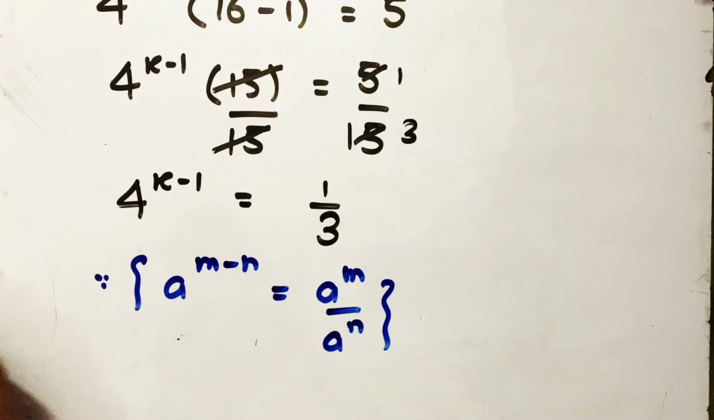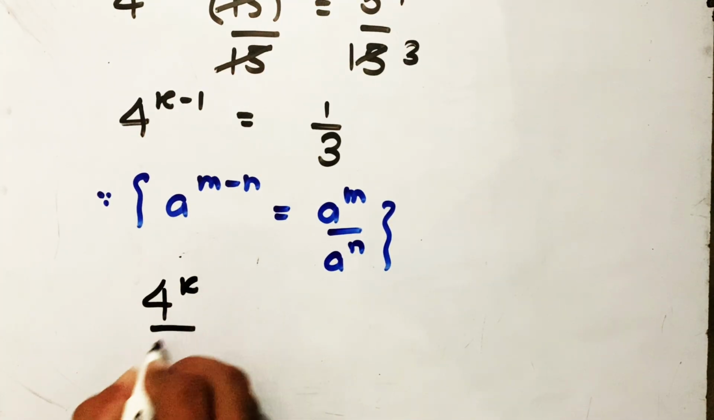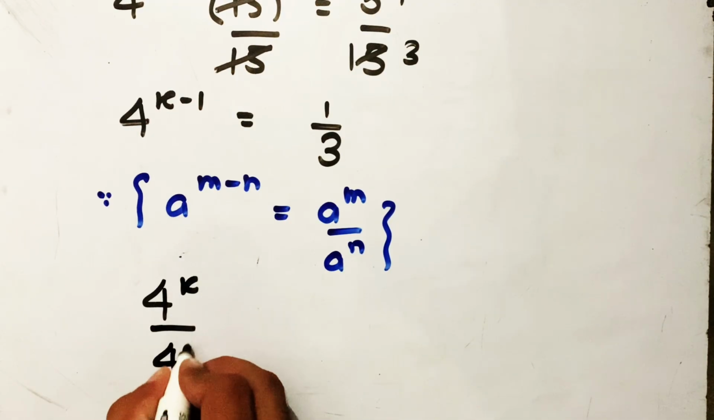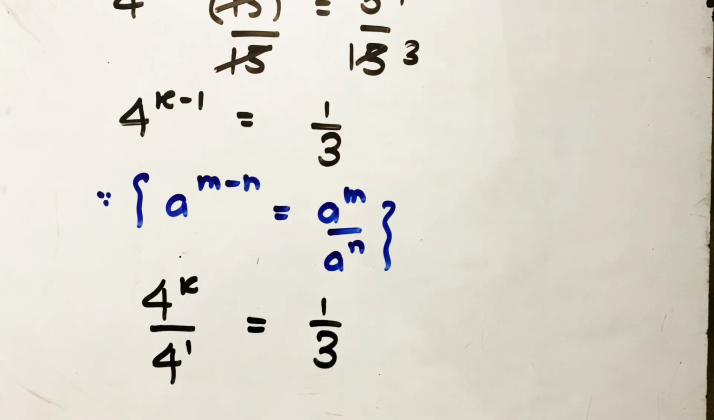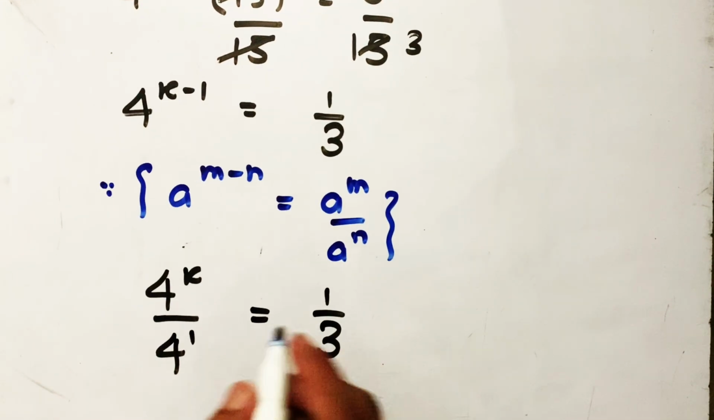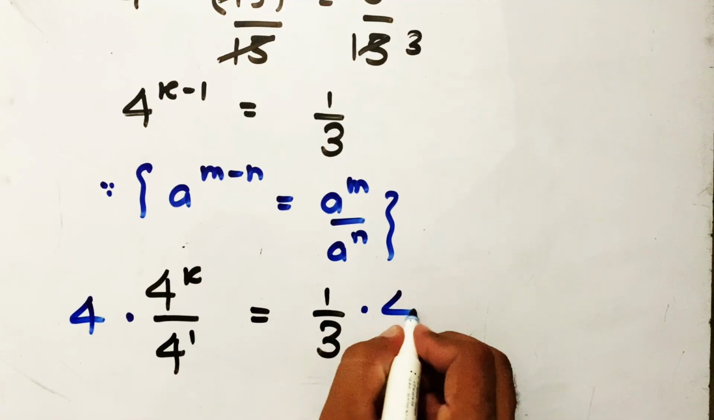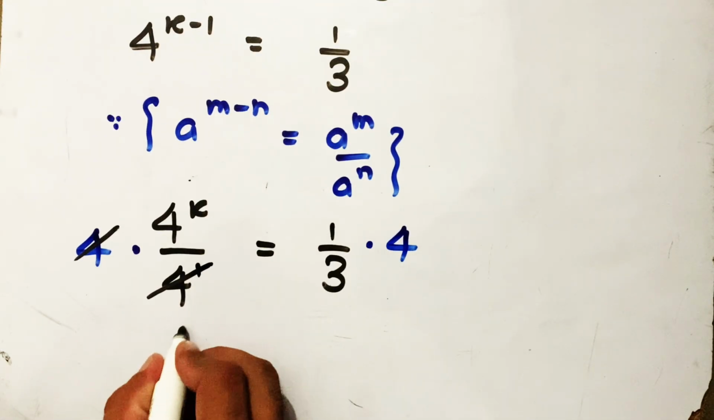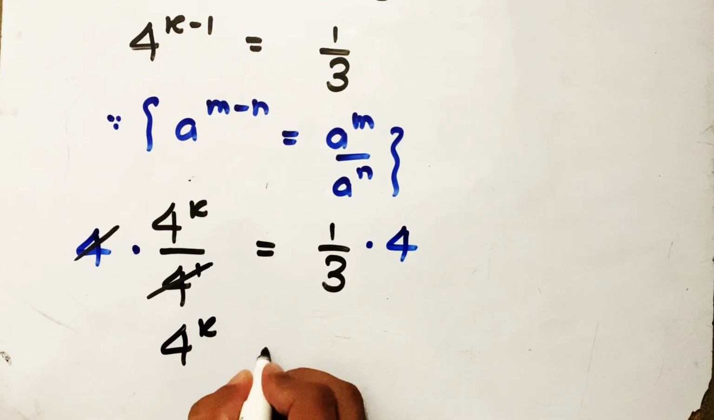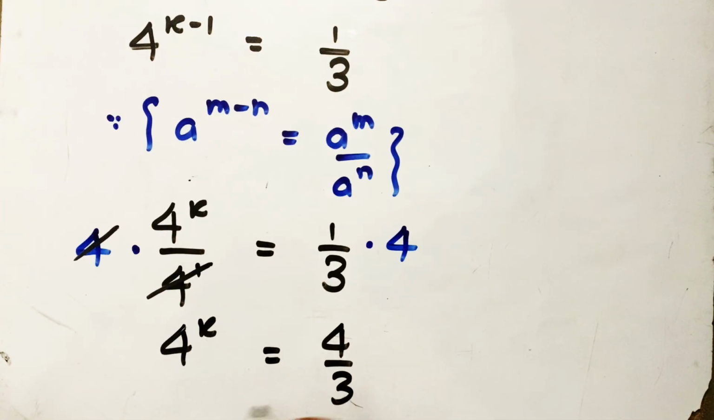So our equation is 4 to the power of x divided by 4 to the power of 1, equals 1 by 3. Now multiplying both sides by 4, this term and this term cancel, and we get 4 to the power of x equals 4 by 3.